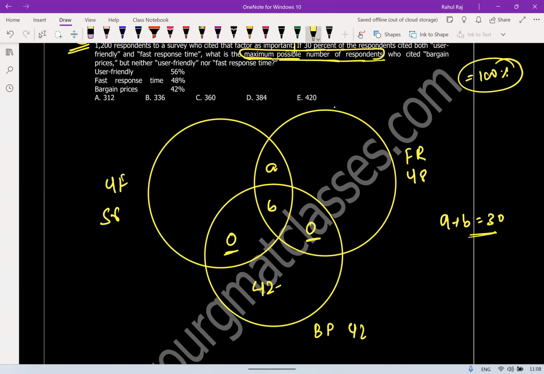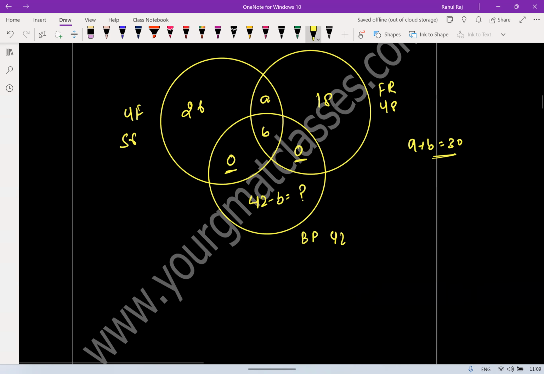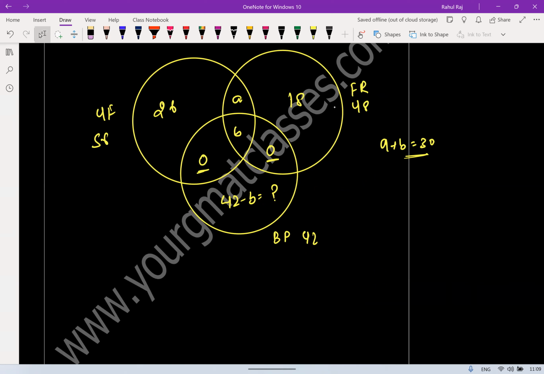So my job is to find what is 42 minus B. That's all. So what will be this? 56 minus 30. A plus B is 30. That is 26. What is this? 48 minus A plus B, that is 30. That is 18. That's all. Now 7 elements. Equate all the 7 elements to 100%. That is 26. A plus B I'm taking both. That is 30. And that is 18. This is 0, 0. B is done. Plus 42 minus B is equal to 100%.